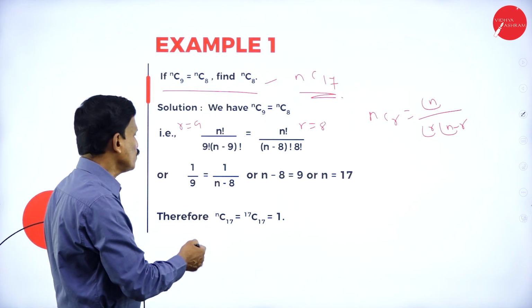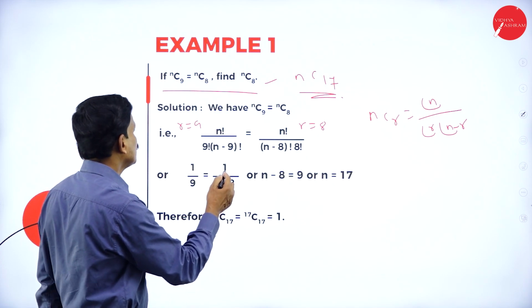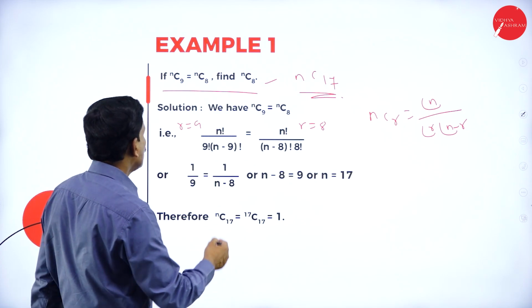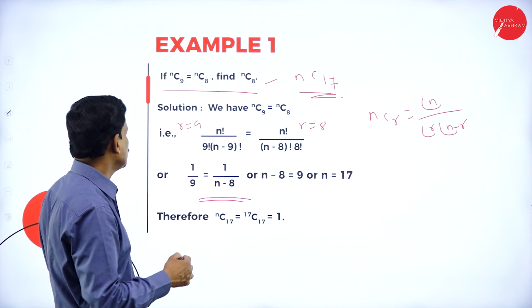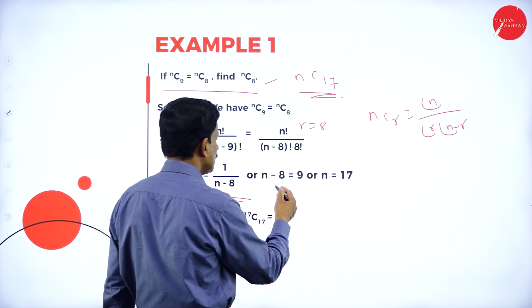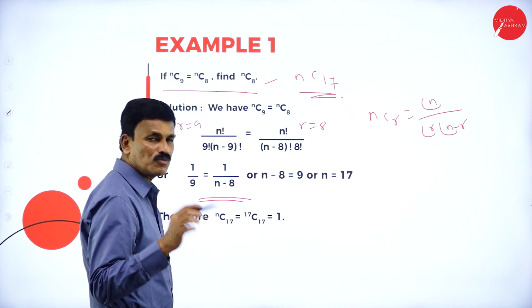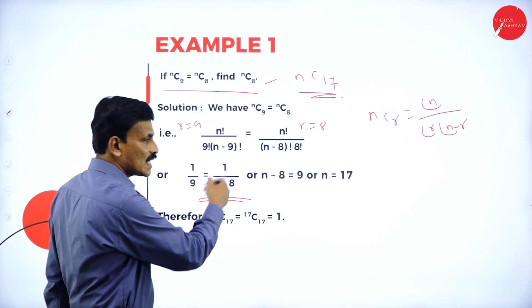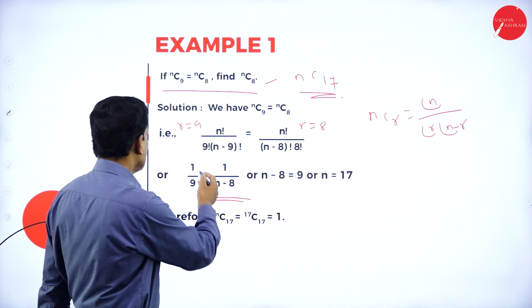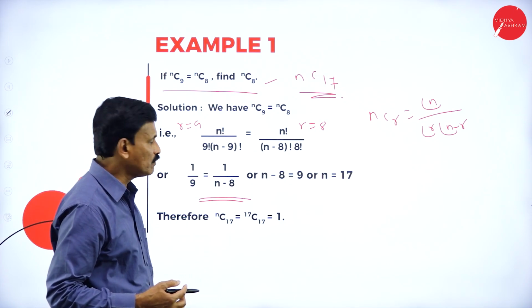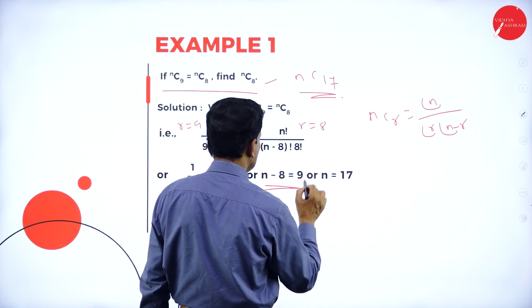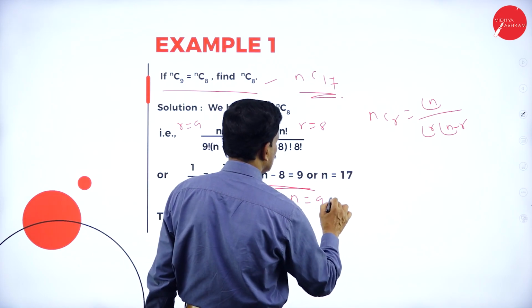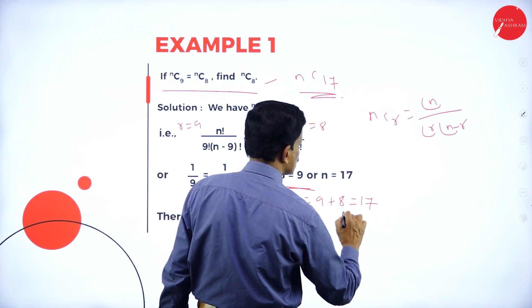So if you divide by n factorial and n minus 8 factorial and 8 factorial, what are you going to get on the left hand side? 1 by 9 is equal to 1 over n minus 8. Just cancel the terms which get cancelled. Then 1 over 9 is equal to 1 over n minus 8, or reciprocate it: n minus 8 is equal to 9, therefore n is equal to 9 plus 8, that's equal to 17.